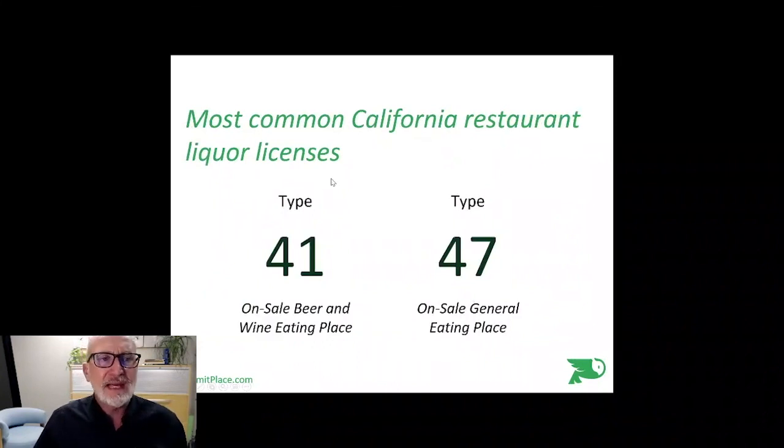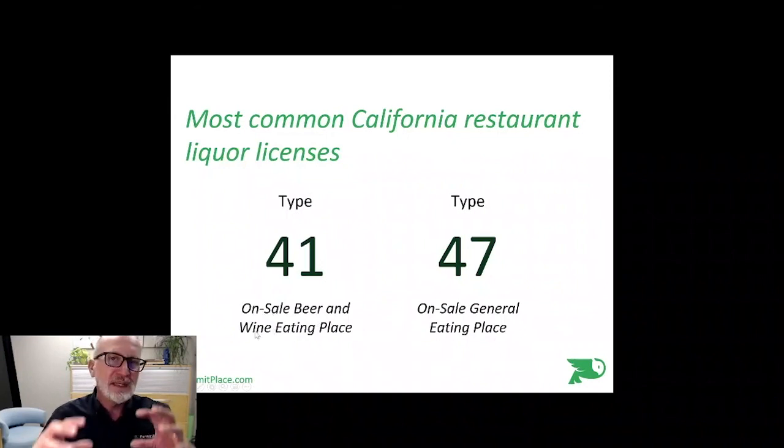The most common types of liquor license for restaurants are Type 41, which is mostly what this webinar is about. There is also a Type 47, which includes the sale of beer, wine, and liquor. They are both called the on-sale eating place. So on-sale beer and wine. On-sale means that you consume the alcohol on-site and don't take it out.